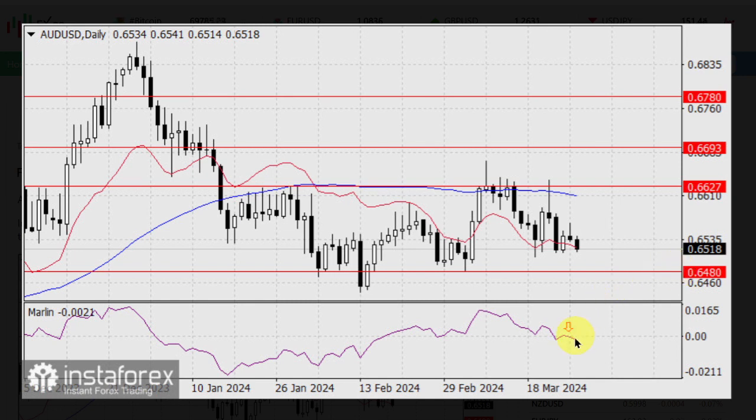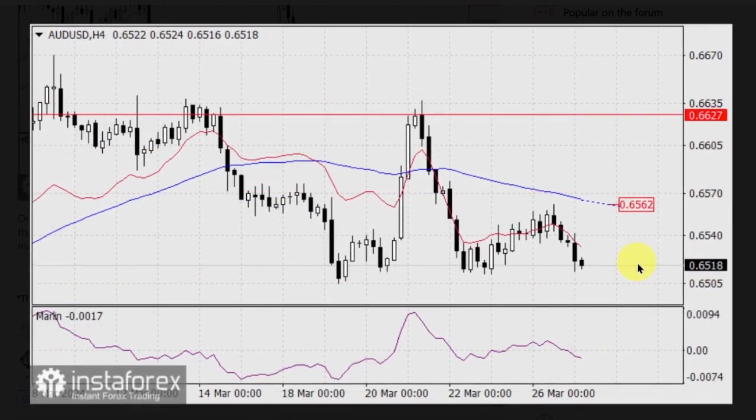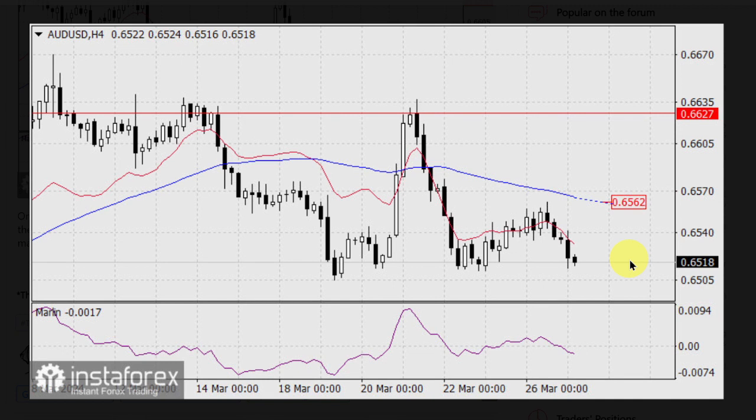The signal line of the Marlin oscillator has dropped from the zero line. The pair is mainly following a downtrend. On the 4-hour chart, the price has settled below the balance indicator line, and the Marlin oscillator has entered the downtrend territory. Visually, the decline is gaining momentum. Declines seen in commodity markets both yesterday and this morning are mounting pressure on the Australian currency.